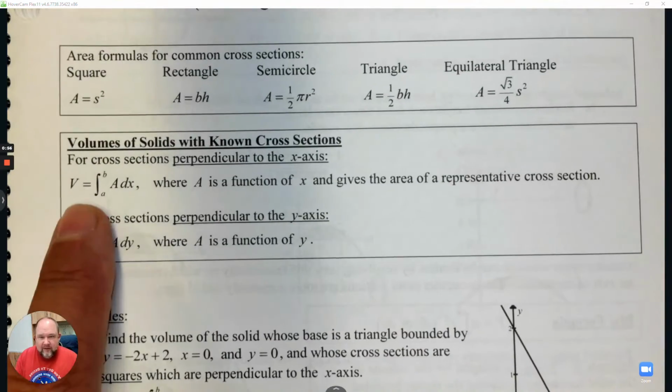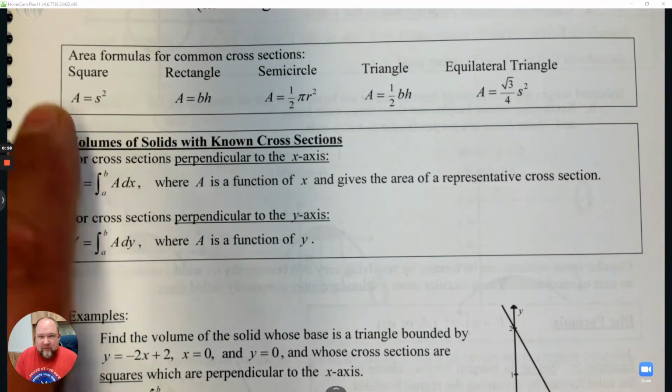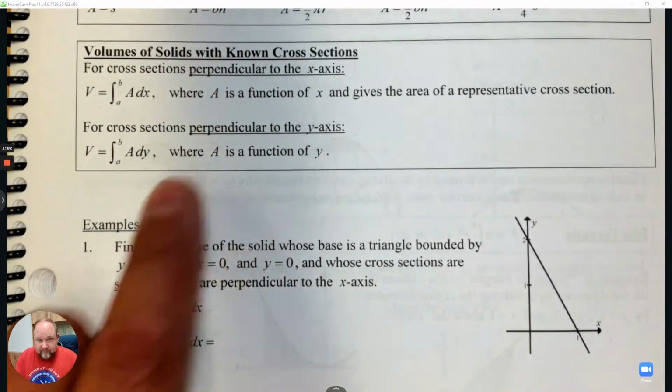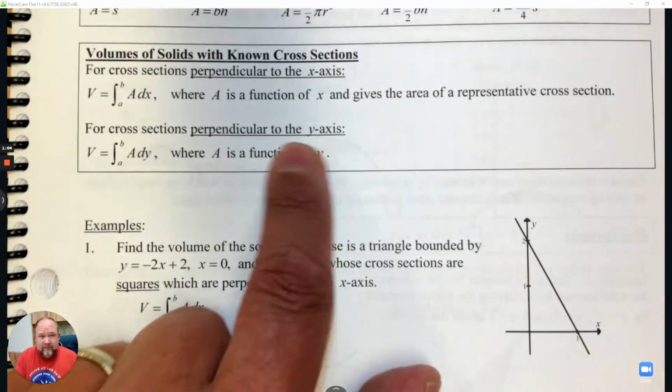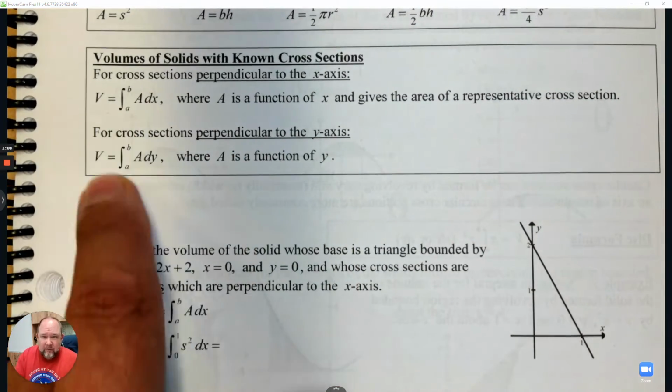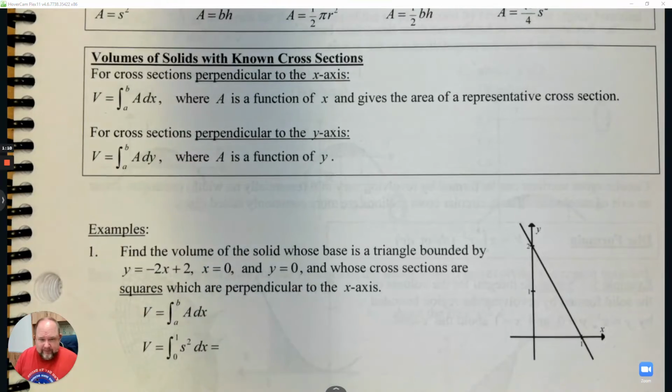So here we are. Volume, we're going to integrate using the area formula. And again, we're going to go top subtract bottom. If it's perpendicular to the x, if it's perpendicular to the y-axis, then all of this will be y, and then using the same formula.